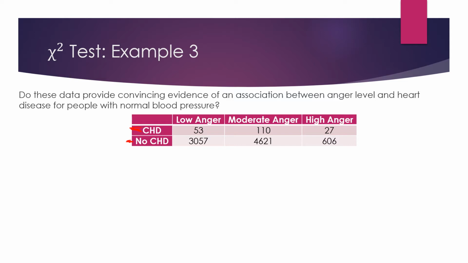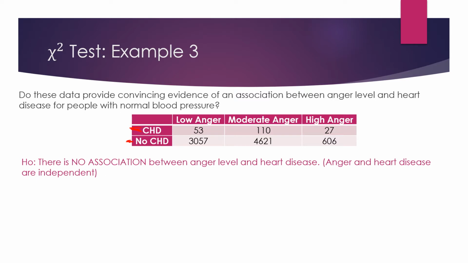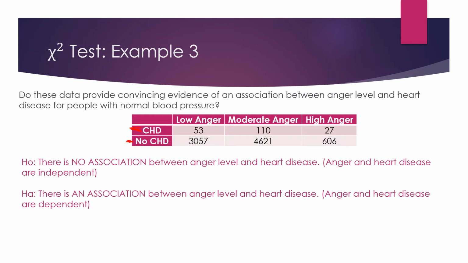All right, so null hypothesis. You're always assuming that there is no difference, or in this case, that there is no association between anger level and heart disease, which essentially means that these two variables are independent of one another. What we're trying to prove is that there is an association between anger level and heart disease. So we're trying to prove that they depend on one another. Like maybe angry people have more heart problems, or less angry people have fewer heart problems. That sort of thing is what we're trying to prove.